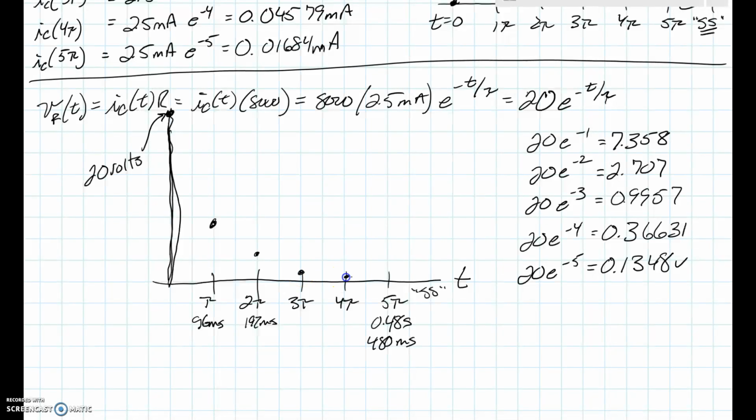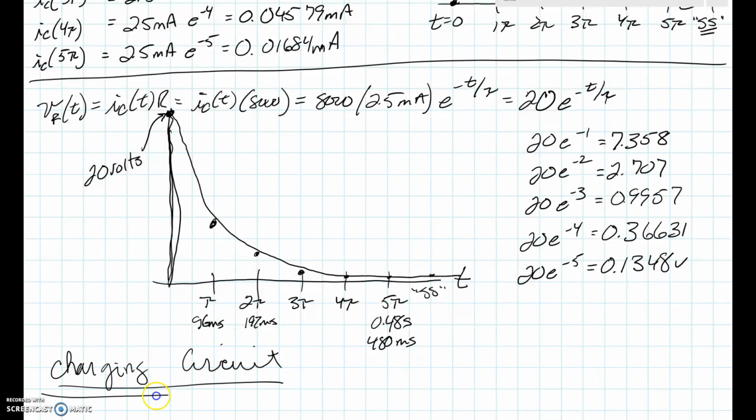And again, that thing asymptotically approaches the horizontal axis, or 0 volts. Let's not lose sight that that thing is decaying. That's the voltage across the resistor decaying out to 0 volts. Okay, now that was all the charging circuit.